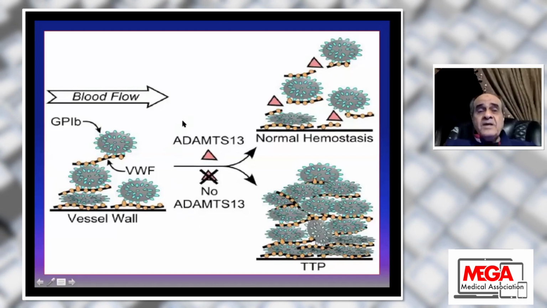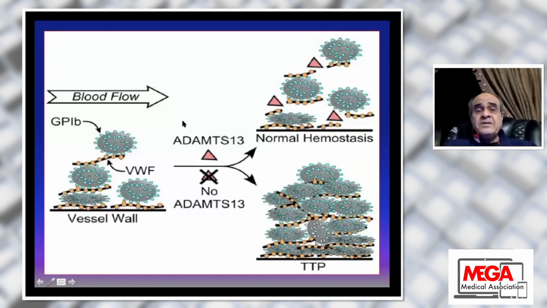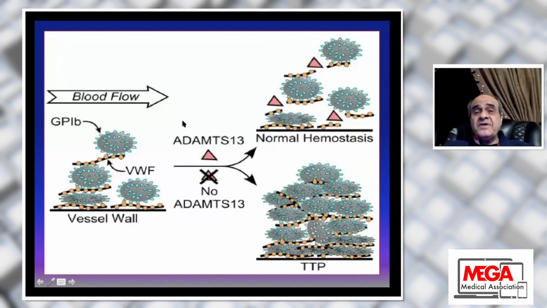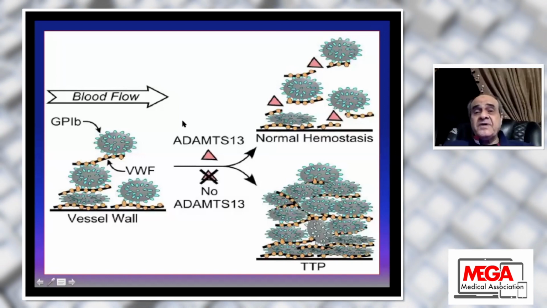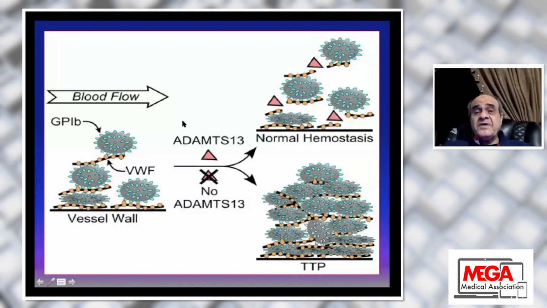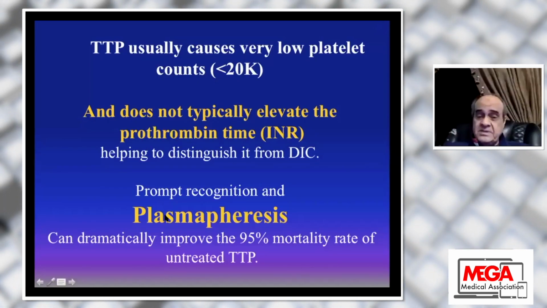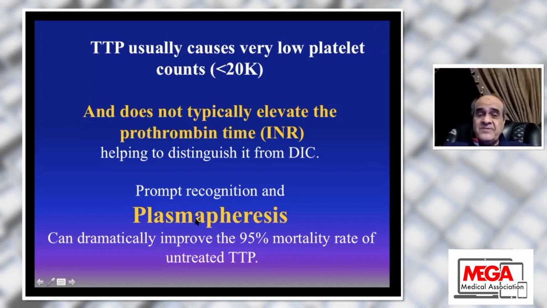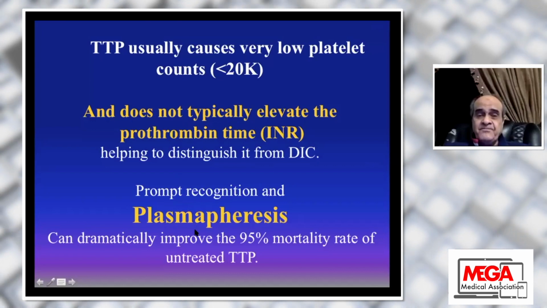TTP usually causes very low platelet counts, less than 20,000, and doesn't typically elevate the prothrombin time, helping to distinguish it from other coagulation parameters. Recognition is very important in TTP, and we have to start plasmapheresis, which will improve the patient. Plasmapheresis must be continued until the patient exhibits a normal platelet count.